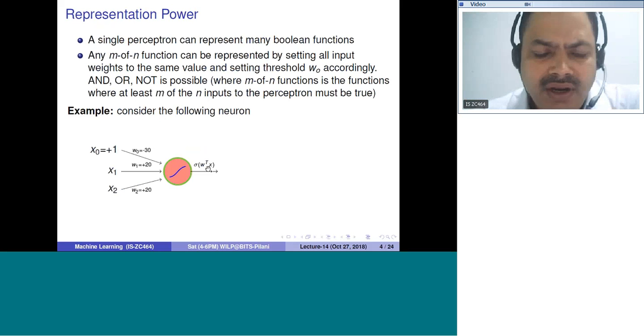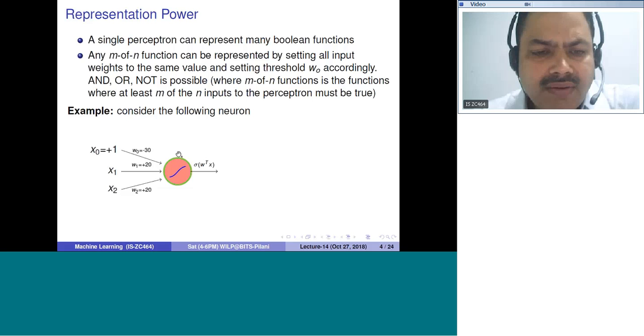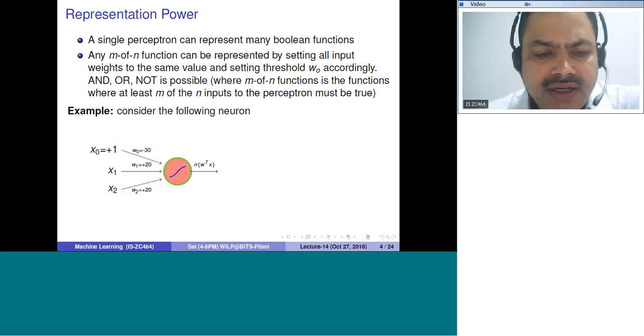For example, just assume that this is a neuron, and here the x. First thing I am going to tell is that 2 inputs, x1 and x2, 2 features are given, and let the weights be minus 30, 20 and 20. Okay, what are the weights? Minus 30, 20 and 20.